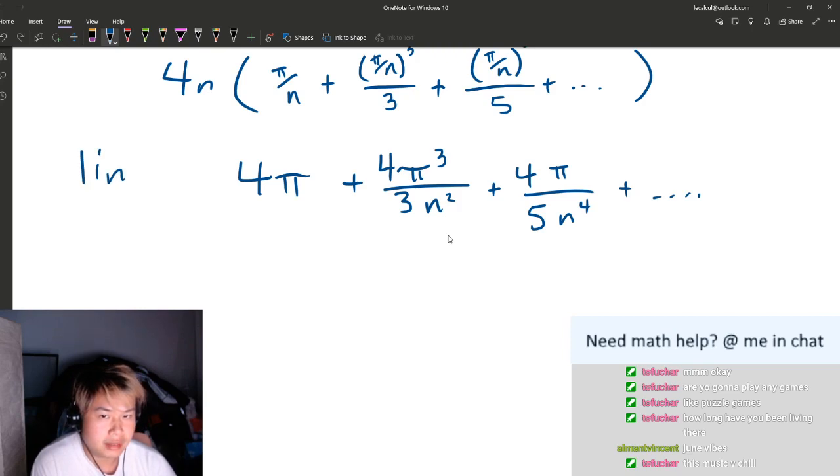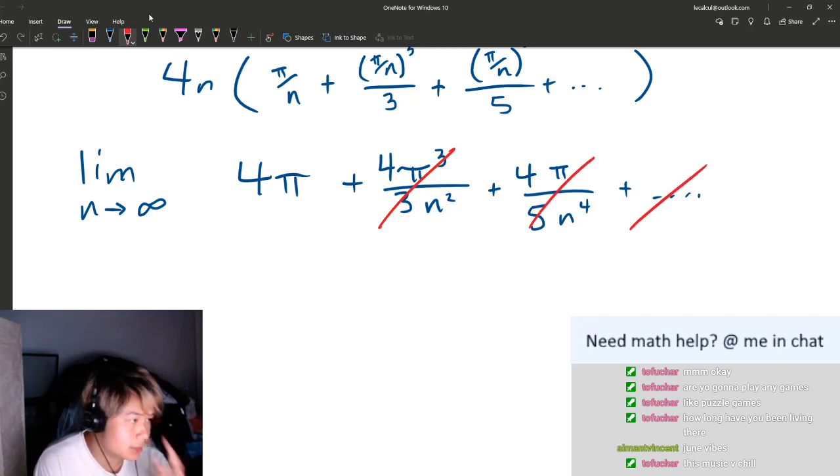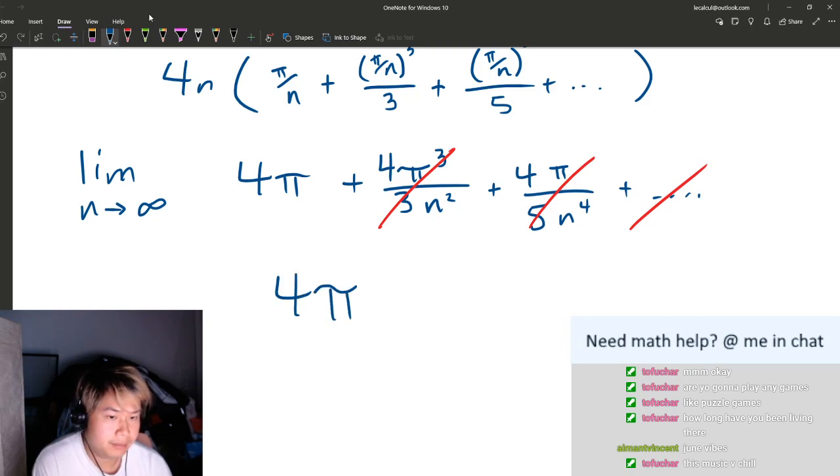Okay, and then if we take the limit of this as n goes to infinity, anything with a denominator of n, which is basically every other term except for the first term, goes to 0, approaches 0. So we have this, 4 pi.